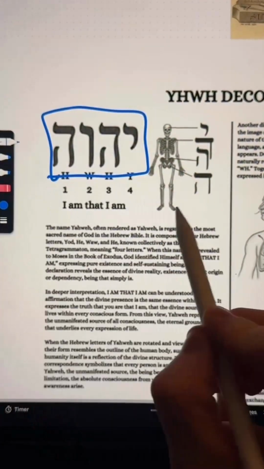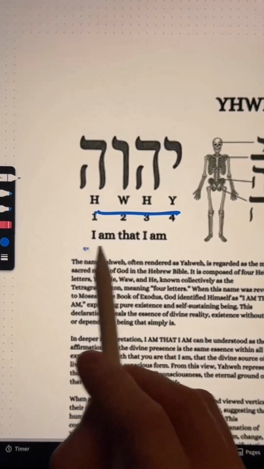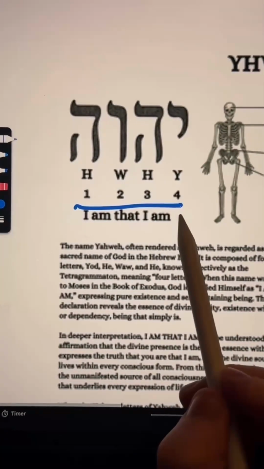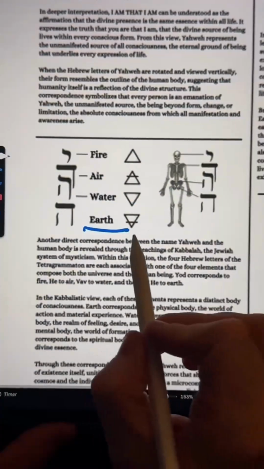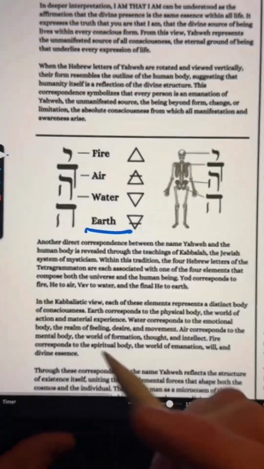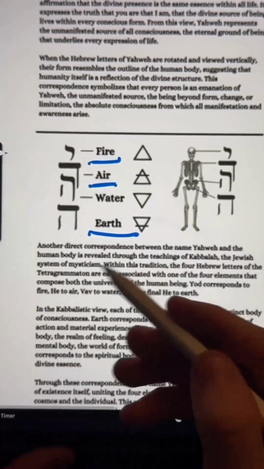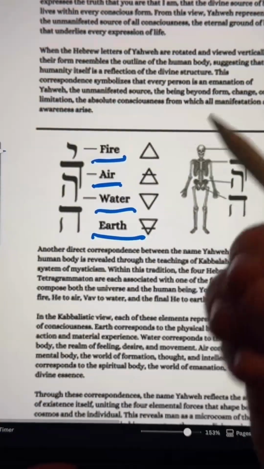If you take the word Yahweh and flip it on its side, it is the human body. The word Yahweh translates to I am that I am. Yahweh contains 4 letters, each letter representing one of the 4 elements. The 4 elements represent the 4 bodies of human consciousness. Fire, the spirit, willpower. Air, the mind, thought. Water, emotion. And earth, the physical body, actions.